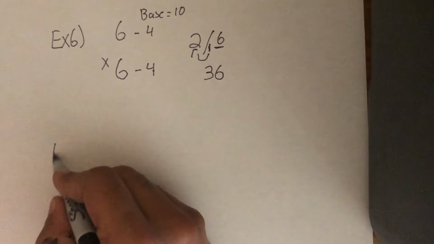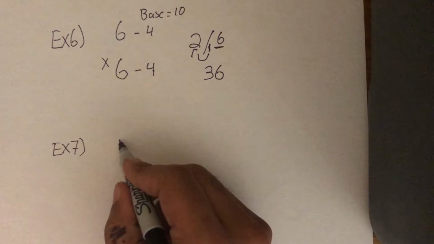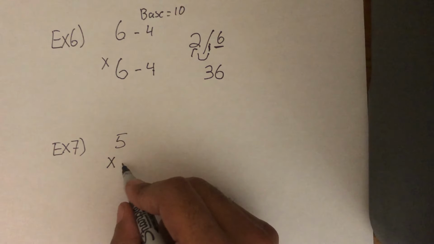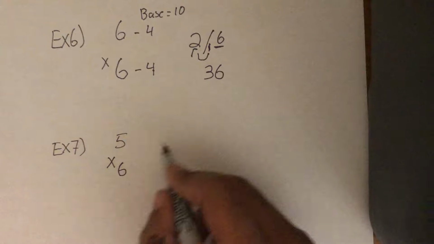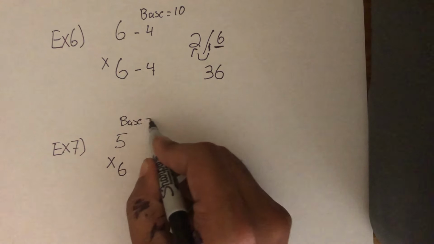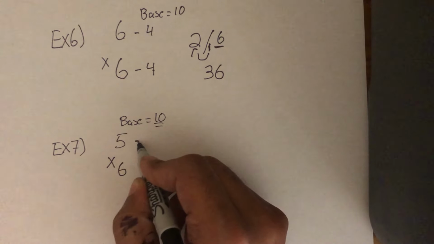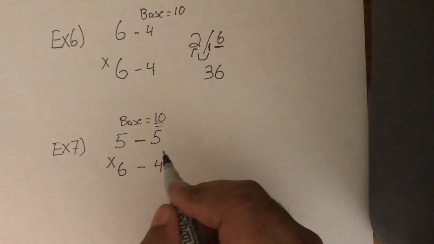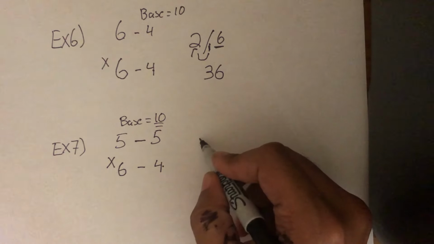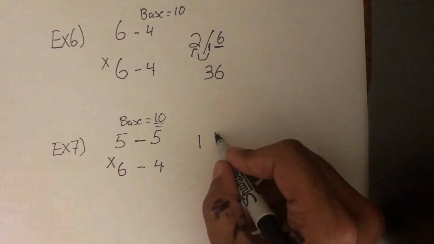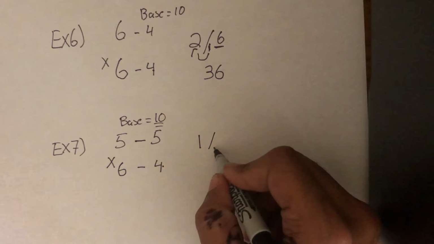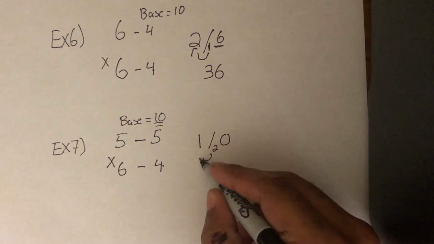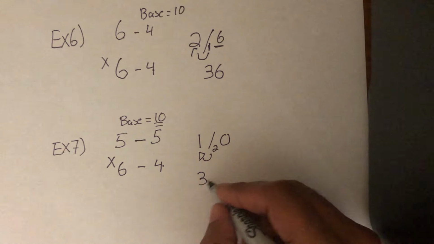All right, let's do example 7. 5 times, let's do 6. So base is still 10. Now, this is 5 units away from 10. This is 4 units away from 10. 5 minus 4 is 1. I'm going to do it the diagonal way. And next part of my answer is 5 times 4 is 20. Remember, I can only have 1 unit. So I'm going to write it like that. I'm going to bring the 2 over. 2 plus 1 is 3. Okay?